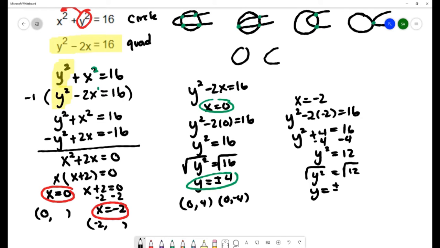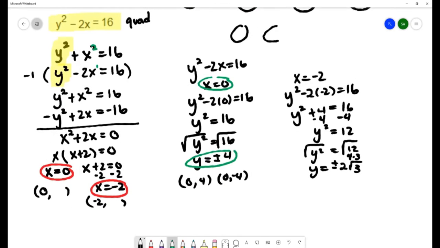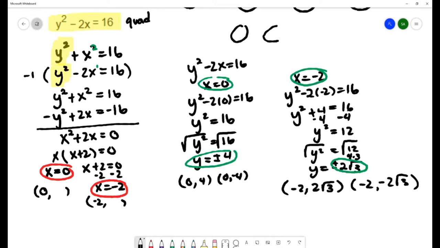We can write 12 as 4 times 3. Square root of 4 is 2. The 3 stays inside the radical. So once again, we started with one x value, but that led to two y values. So we have two more ordered pairs. That's (negative 2, 2 square root of 3) and (negative 2, negative 2 square root of 3).